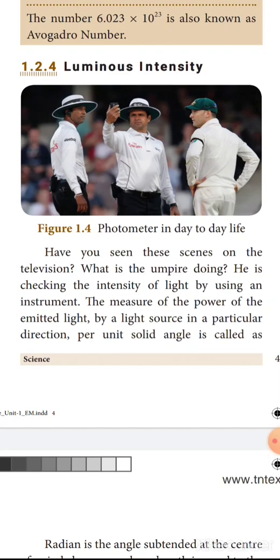The luminous intensity means the measure of the power of the emitted light by a light source in a particular direction per unit solid angle. The solid angle means the three planes intersecting at one point, that is solid angle. So it is the measure of the power of the emitted light by a light source in a particular direction.